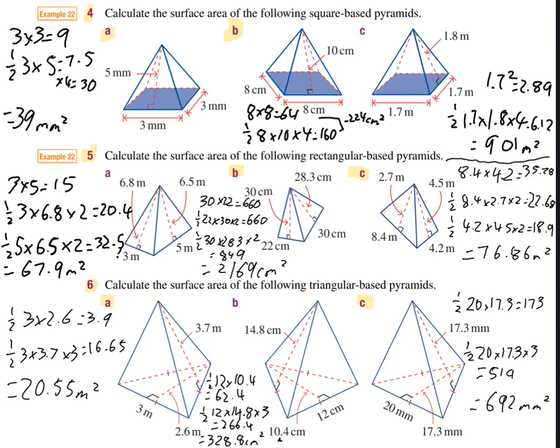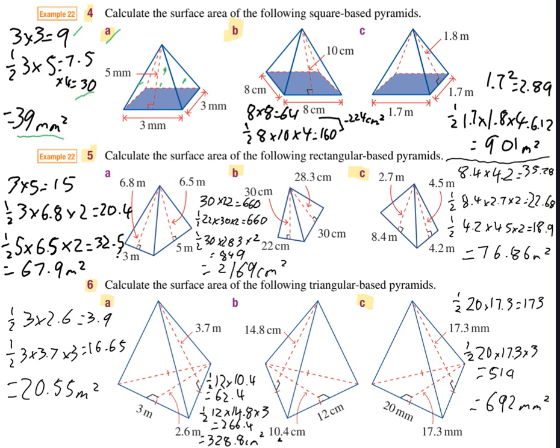Surface area of 4A. What you will need to do is your base, 3 times 3 equals 9. And then after that, you're going to do half base times height. Half a base of 3 times the height of 5 gives you 7.5, and there's 4 sides. 1, 2, 3 at the back, 4 on the side. Add those two numbers together. Your 30 and your 9, you get 39 millimeters squared.